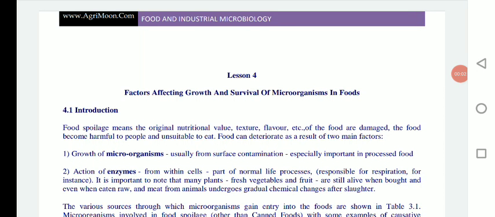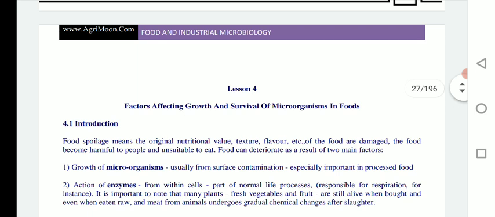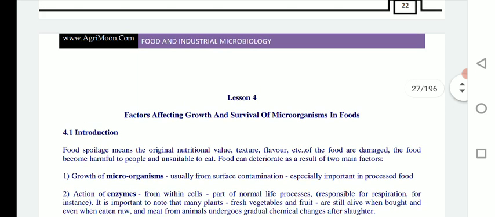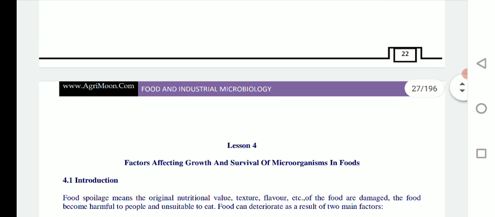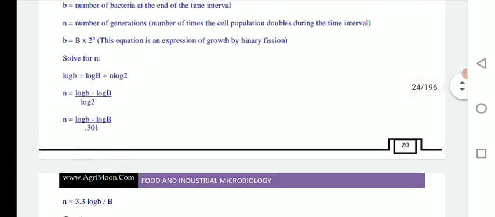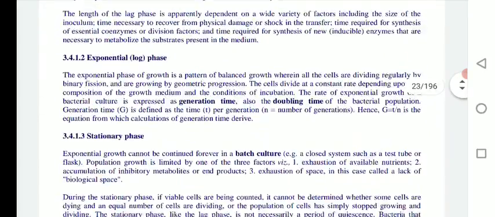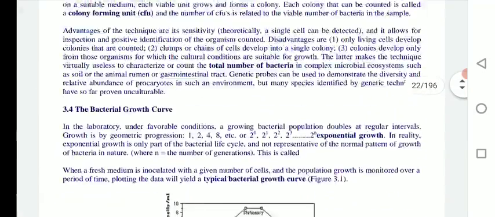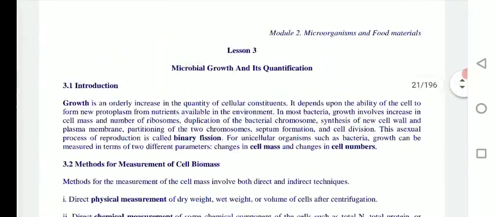Hello dear students. In our previous lecture we finished microbiology of food. In today's lecture we are going to start factors affecting growth and survival of microorganisms in food. But before starting this topic, we'll see some basics regarding growth and reproduction in bacteria. We'll just recall that basic. We're not going to take much detail regarding growth and other growth related parameters in microorganisms.